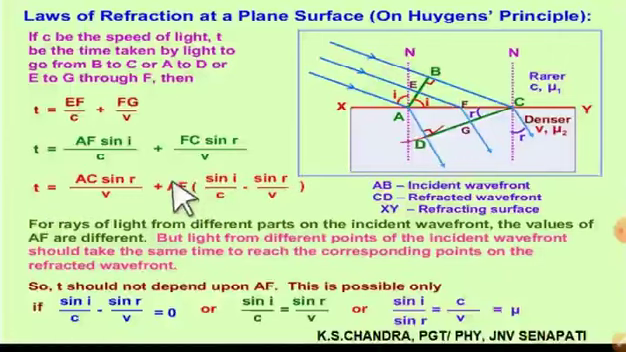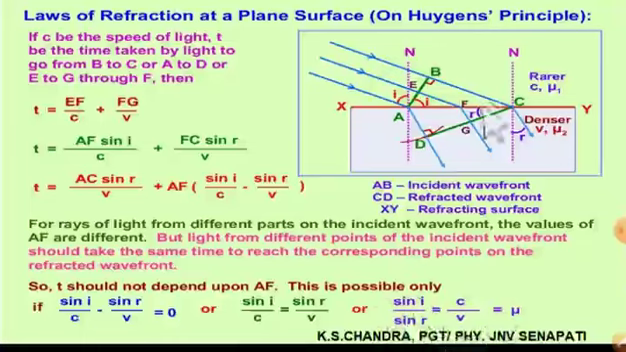Time, what time? The time taken by the light wave to travel this part should be independent of this AF. So only when the bracket is equal to 0, you equate it with 0, and then if you transfer it to the right side, sin i divided by c will be equal to sin r by v. So if you cross multiply, sin i by sin r will be equal to c by v. This is nothing but your Snell's law.